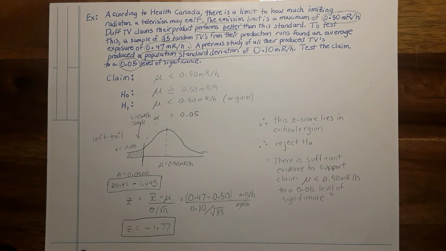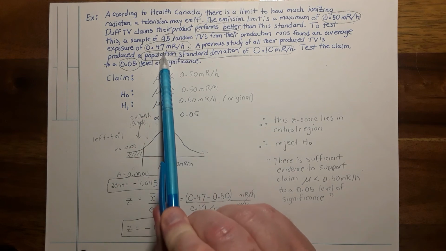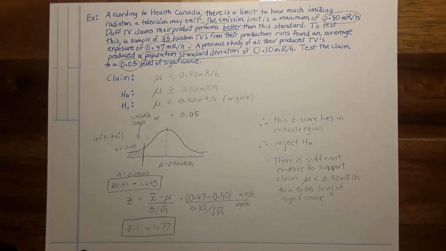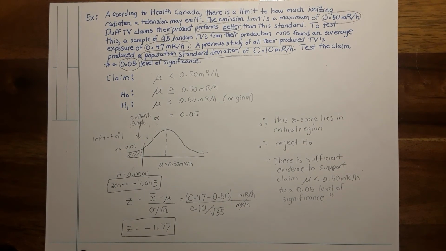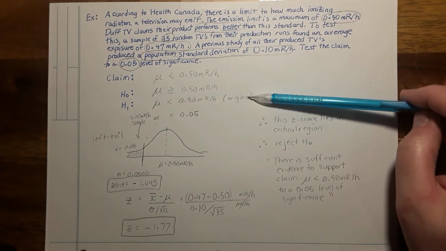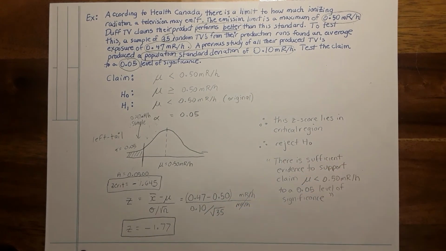So we have found from the sample data, since the sample average 0.47 was less than the claimed or tested number of 0.5 milliröntgens per hour, and significantly so, to a 5% level of significance, it means that we would reject the null hypothesis and therefore support the alternative. But that is only true to a 5% significance level. What if we had a different significance level?